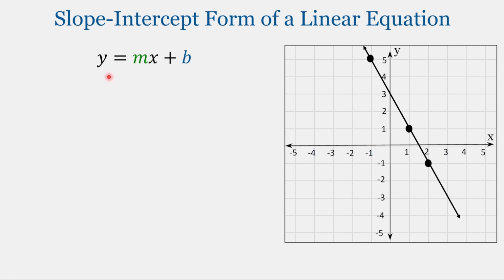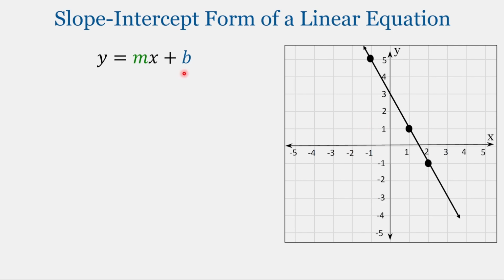The slope-intercept form of a line is y equal to mx plus b, where m is the slope of the line. So the slope, that's how much this line goes up or down as you move from left to right on the graph. Since it looks at how much the y value changes as the x value changes, the slope is also called the rate of change of the line.